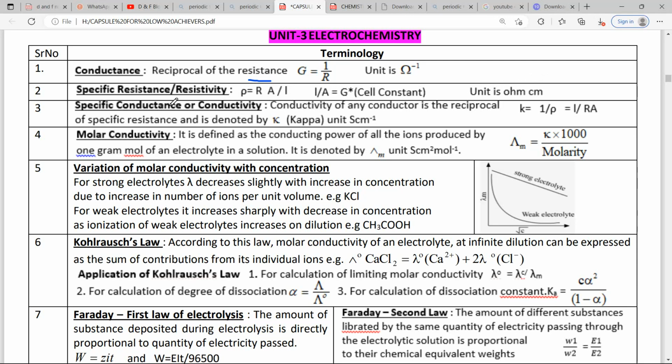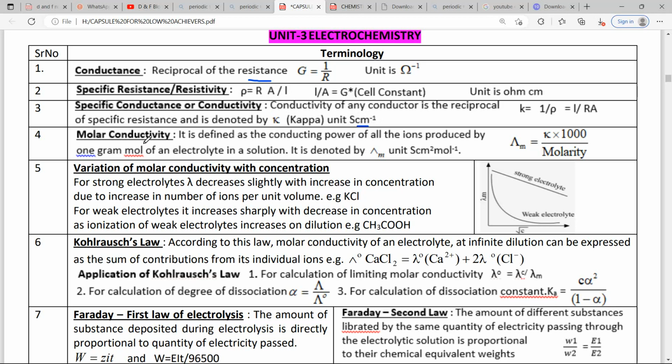Specific conductance or conductivity, both are the same. The conductivity of any conductor is the reciprocal of specific resistance and it is denoted by kappa. Specific resistance or resistivity, that is rho is equal to R into A by L, and conductivity is the reciprocal of specific resistance. Its unit is Siemens per centimeter. The unit is more important, don't forget that, and its SI unit is Siemens per meter.